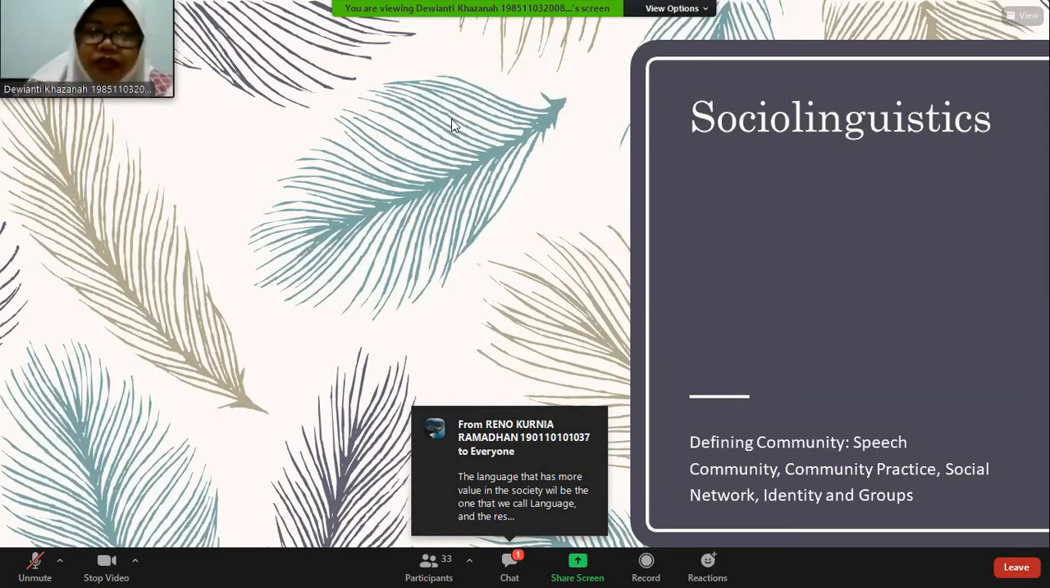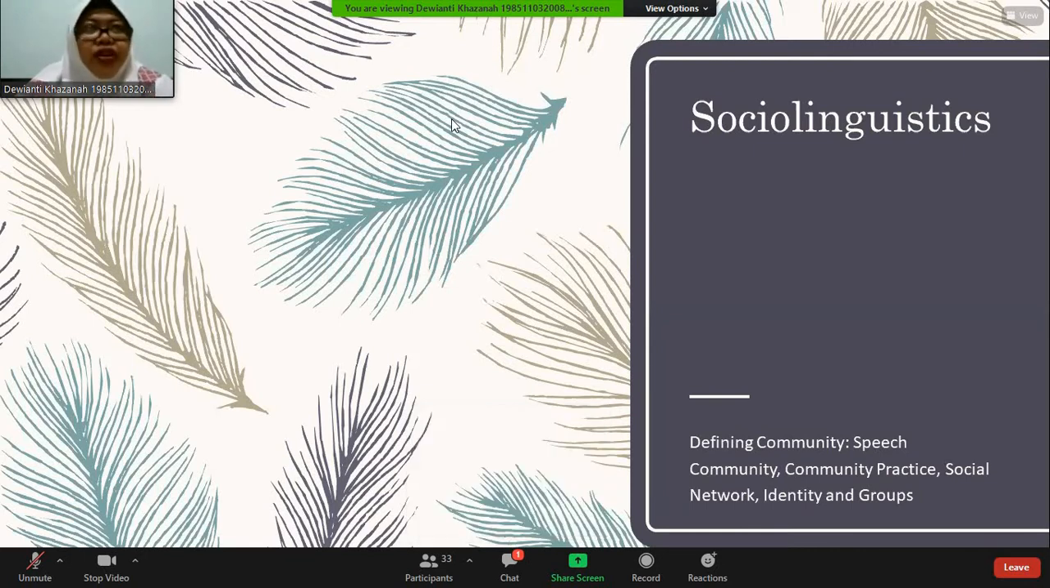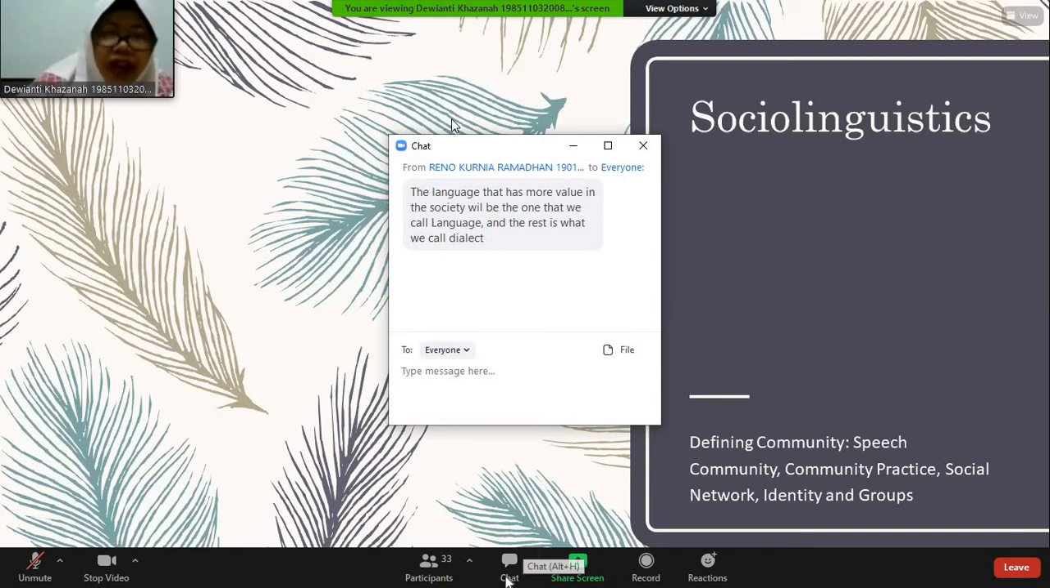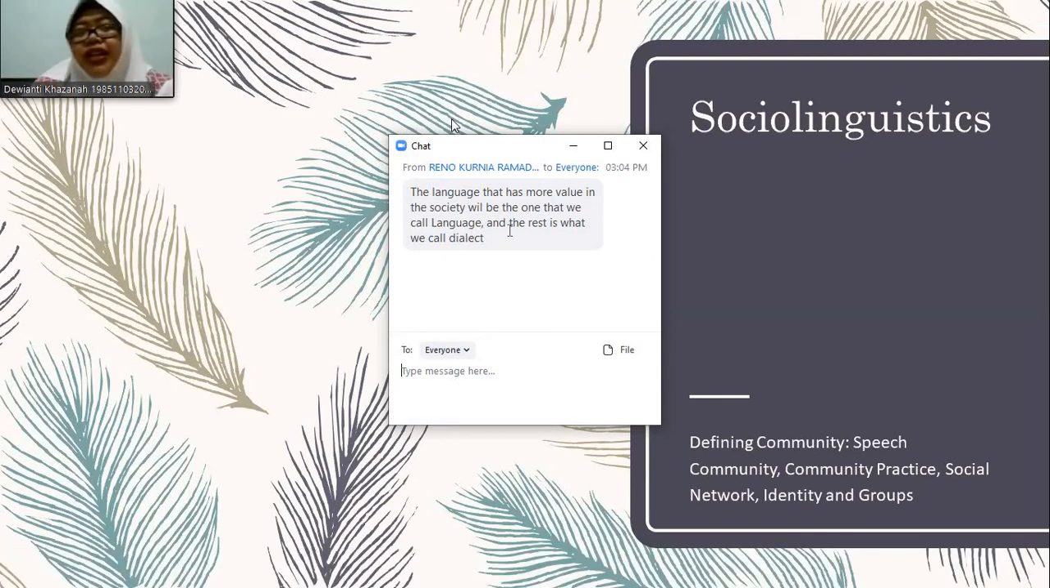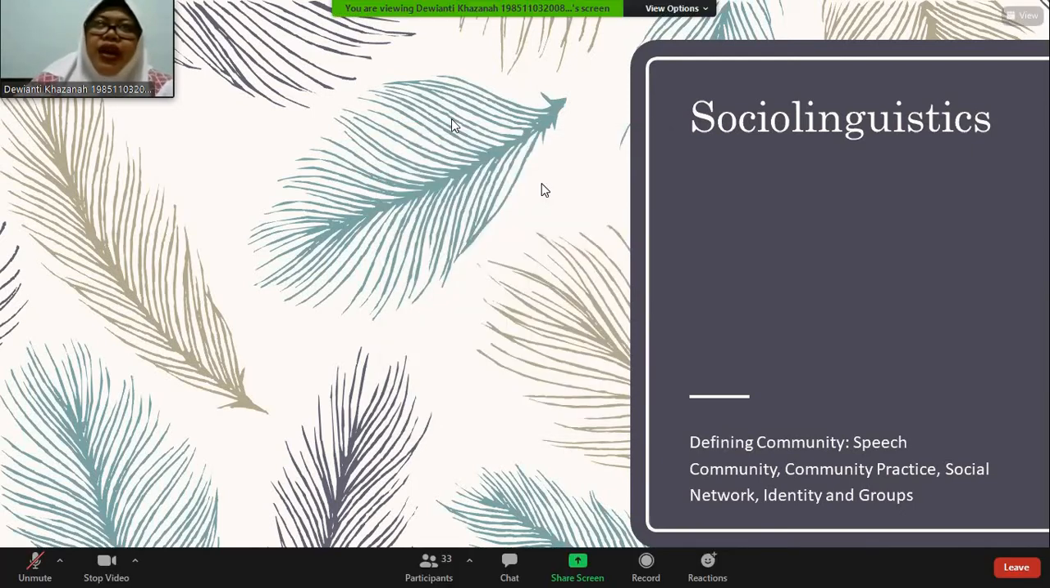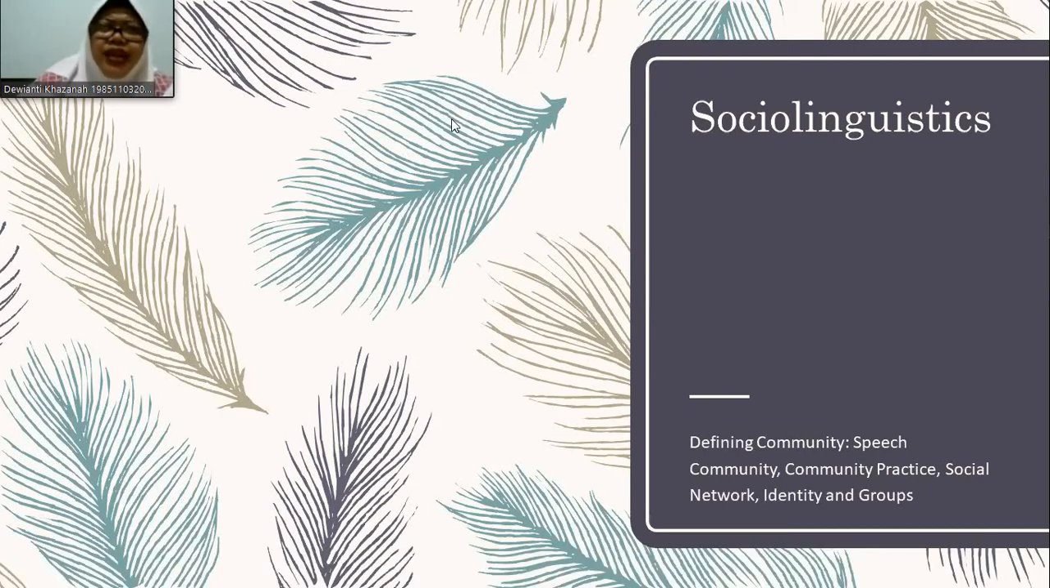Yes, that's true. Very good. So the language that is perceived to have more value, to have stronger political and social value in the society, will be the one that is called language, and the rest is dialects. And so, as Max Weinreich stated, what is really a language? A language is a dialect with a navy and an army.